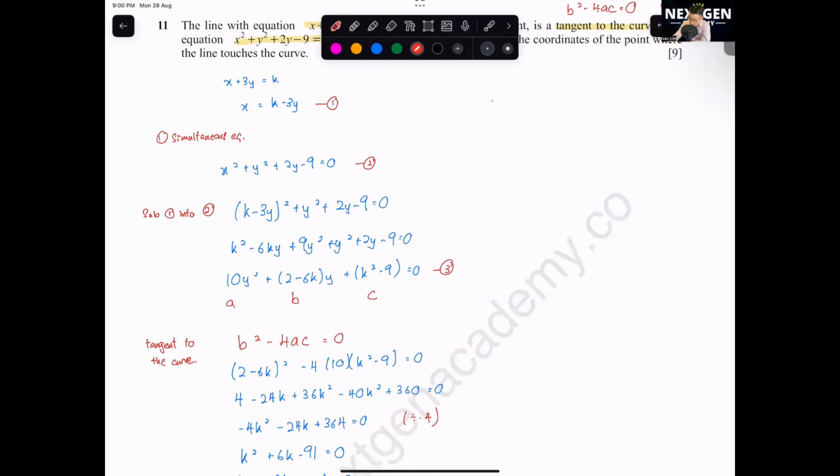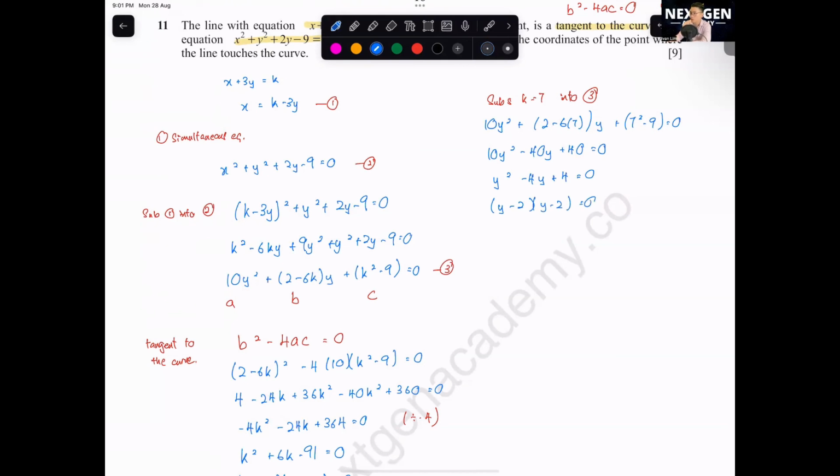So I substitute k equals 7 into equation 3, where we get 10y squared plus (2 minus 6 times 7)y plus 7 squared minus 9 equals 0. We get 10y squared minus 40y plus 40 equals 0. Divided by 10, you get y squared minus 4y plus 4 equals 0. You get (y minus 2)(y minus 2) equals 0, where y equals 2.